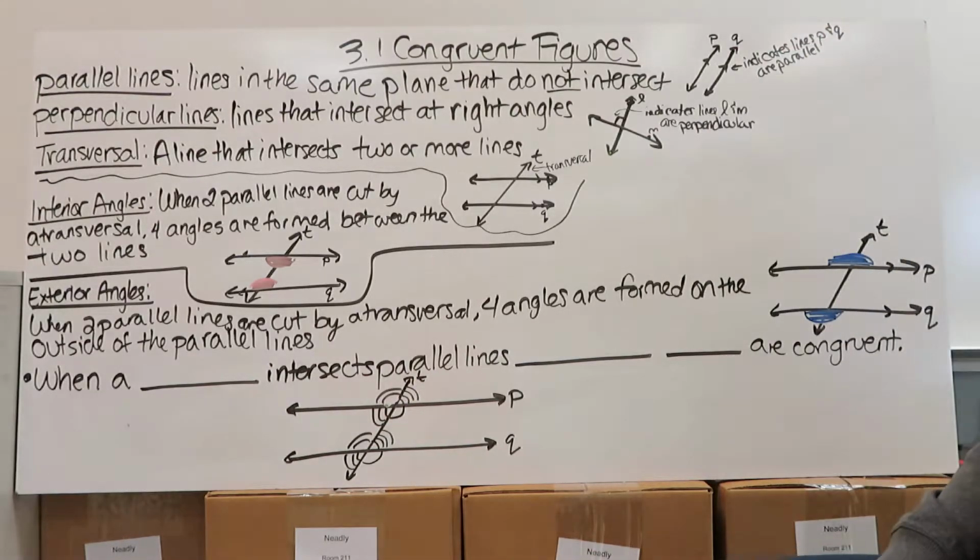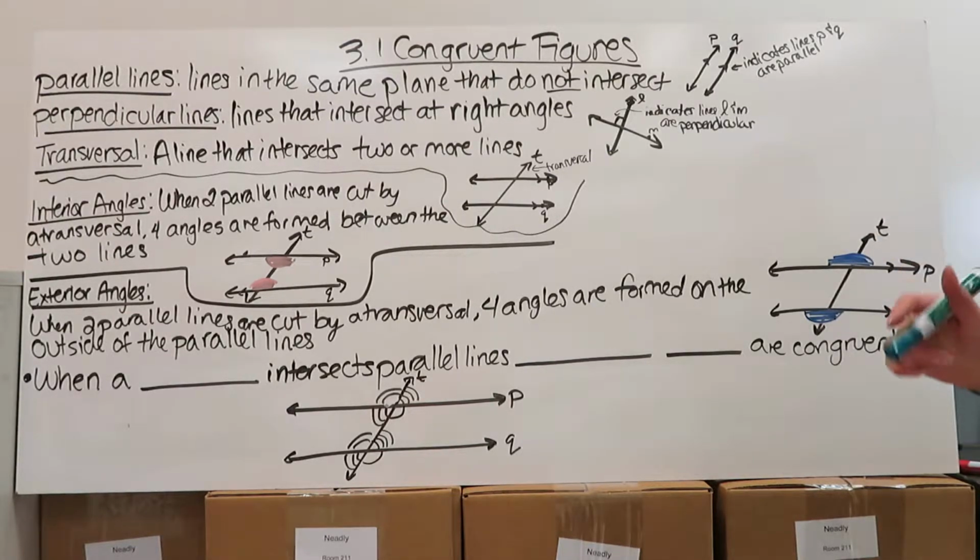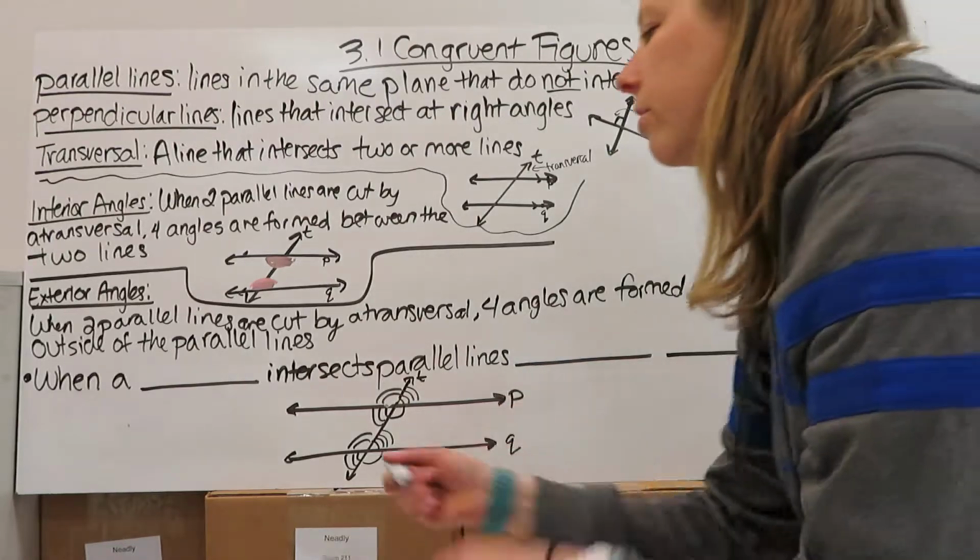Exterior angles. When two parallel lines are cut by a transversal, four angles are formed on the outside of the parallel lines. So if you take a look right here, here are parallel lines, the transversal, those are the angles on the outside.